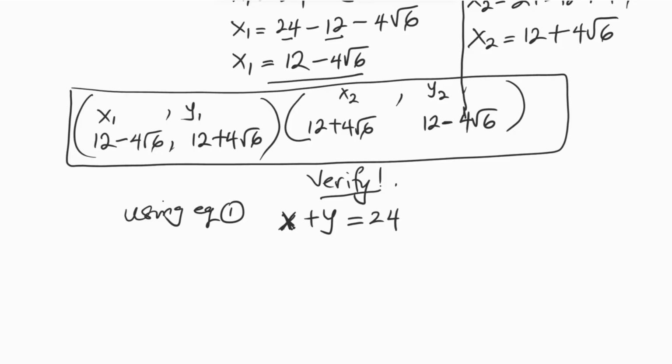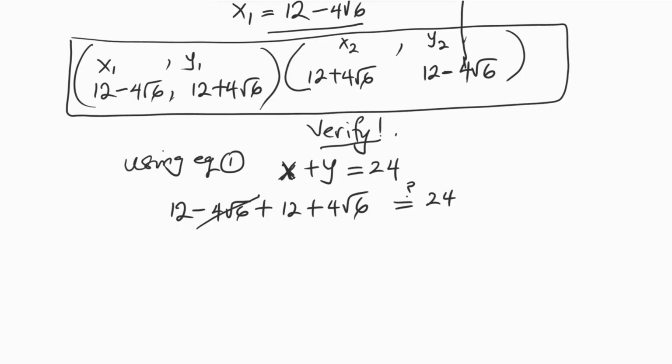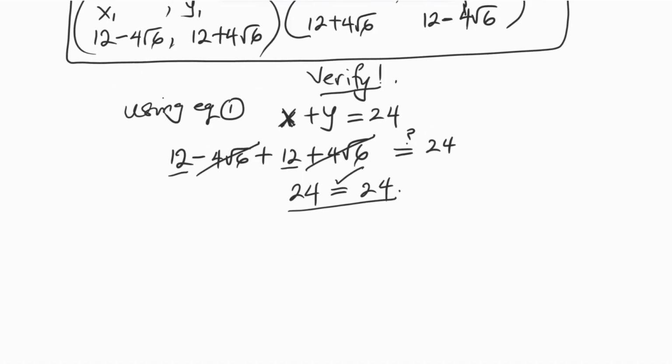So if we take x1 and y1 and add them up, we have 12 minus 4 root 6 plus 12 plus 4 root 6. And we're trying to see if that's equal to 24. Minus 4 root 6 plus 4 root 6, they cancel out. And we have left 12 plus 12, 24, which is equal to 24. And we see that applying the answers to equation 1, the answers are correct.